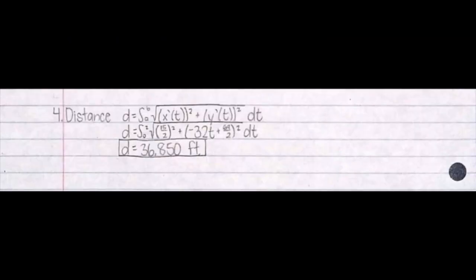Finally, to find the distance from when the ball left my hand to when it reached the basketball hoop, I used the x prime of t and the y prime of t from the velocity vector. The a value starting time was t equals 0 seconds, and the b value final time was t equals 2 seconds. Using my calculator, I got a distance of 36.85 feet.